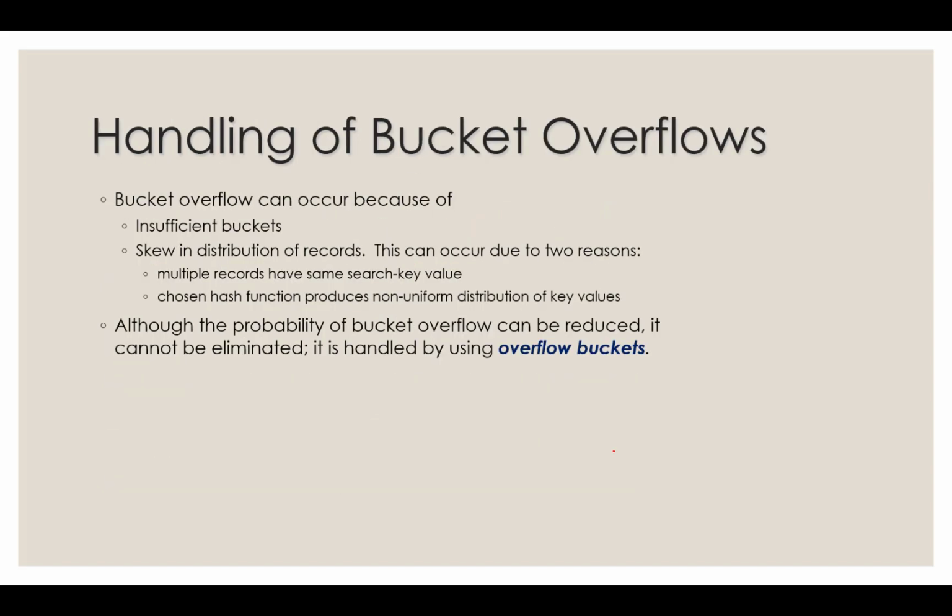Sometimes we can have a bucket overflow. A lot of times you're going to have overflow. This is because of insufficient buckets, and there could also be a skew in the distribution of records, meaning a lot of the records fall in the first half of all the buckets. A skew happens when multiple records have the same search key value, or when we have a bad hash function that produces a non-uniform distribution of key values. Although the probability of bucket overflow can be reduced, it's not possible to eliminate it entirely, so it is handled by using overflow buckets.